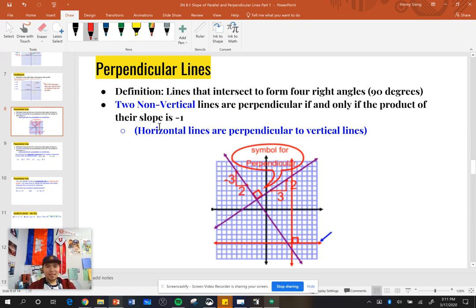Okay, so perpendicular lines, all right? So just like we have parallel lines, now we could do perpendicular, right? Perpendicular is when they cross, and in that intersect is 90 degrees, right?